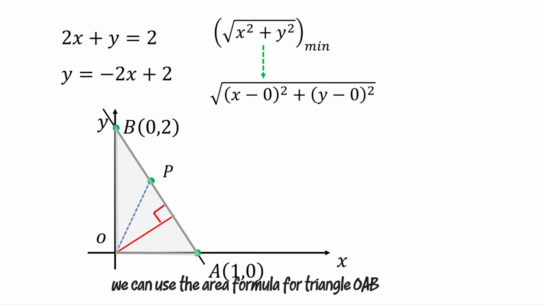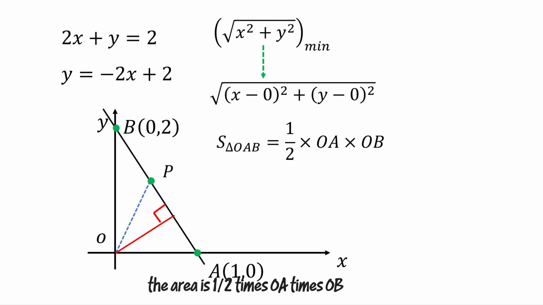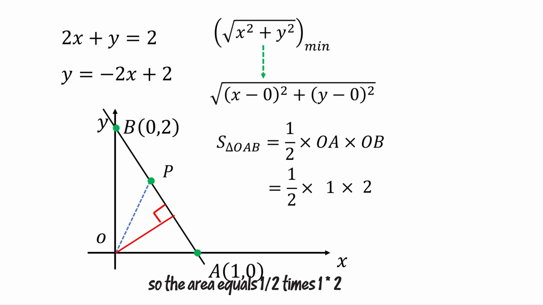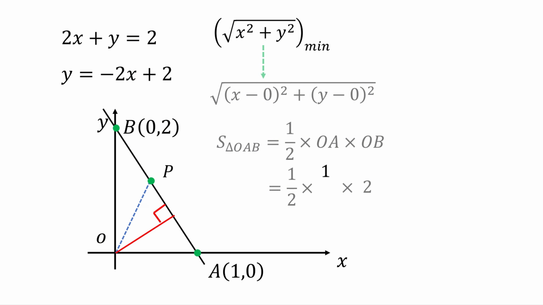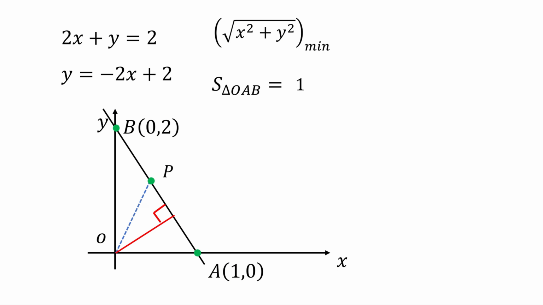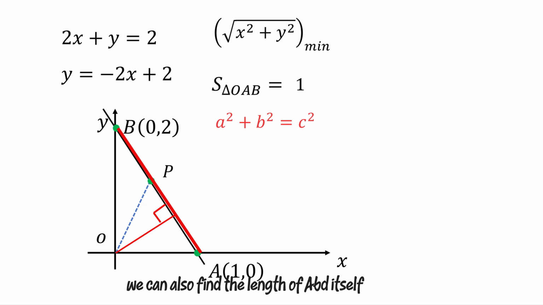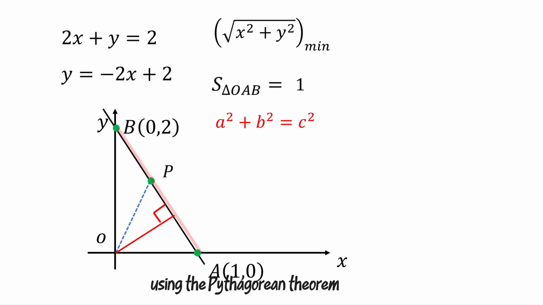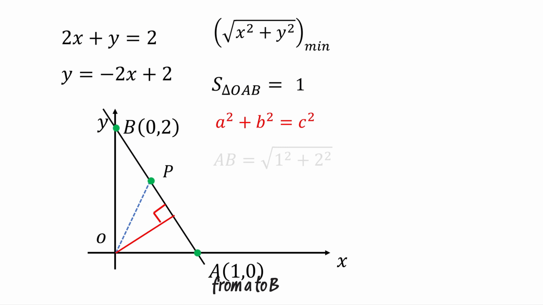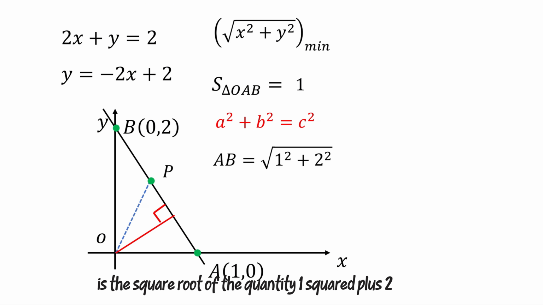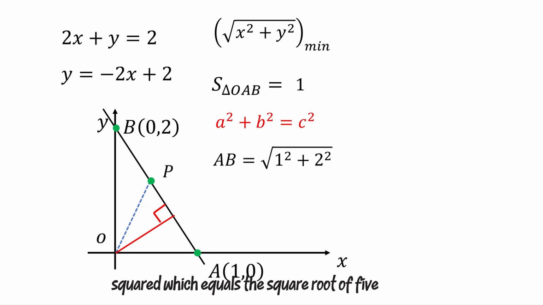We can use the area formula for triangle OAB. The area is 1/2 times OA times OB. OA is 1 unit. OB is 2 units, so the area equals 1/2 times 1 times 2, which equals 1. We can also find the length of AB itself. Using the Pythagorean theorem, AB is the square root of the quantity 1 squared plus 2 squared, which equals the square root of 5.